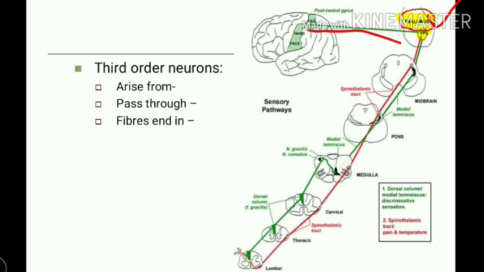Now, the fibers start from the dorsal root ganglion, the first order neurons. They ascend up in the dorsal column and end in the nucleus gracilis and nucleus cuneatus, from which the second order neurons start. These second order neurons cross and ascend as the medial lemniscus, and they end in the thalamus. From the thalamus, third order neurons arise and they end in the sensory cortex.